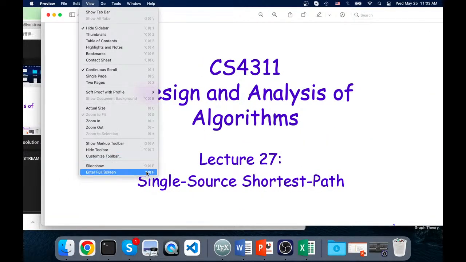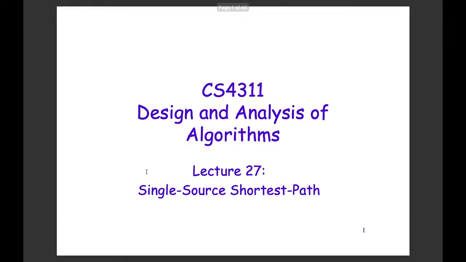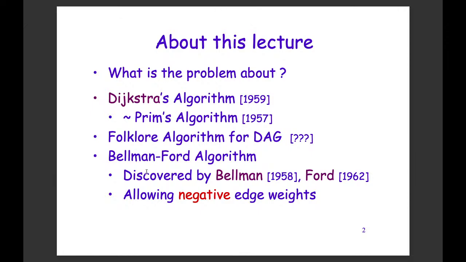Now we have a different problem called single source shortest path. We will first mention what this problem is about, and we will introduce Dijkstra's algorithm. This algorithm has a lot of similarity with Prim's algorithm. Let's stop after this, and we will leave the folklore algorithm for DAG and the Bellman-Ford algorithm for next time. So today we will finish until Dijkstra's algorithm.